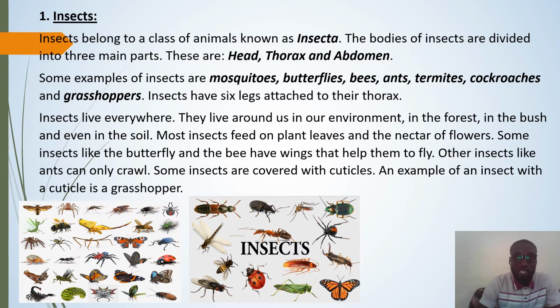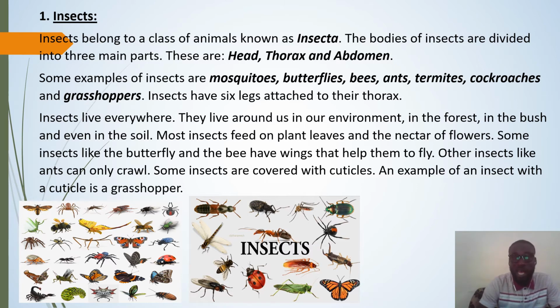Some insects like the butterfly and the bee have wings that help them to fly. Other insects like ants can only crawl. The ants can only crawl because they have no wings, and as such they can't fly.